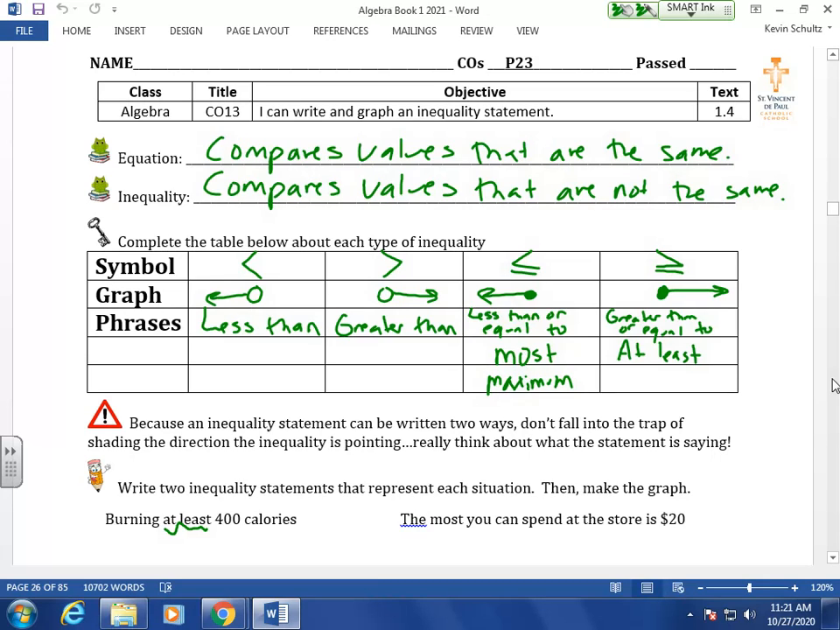The maximum weight on the elevator is 2,000 pounds. Better stay 2,000 pounds or below. So what word goes along with maximum, kind of the opposite of maximum? That would be under the greater than or equal to symbol. Minimum.